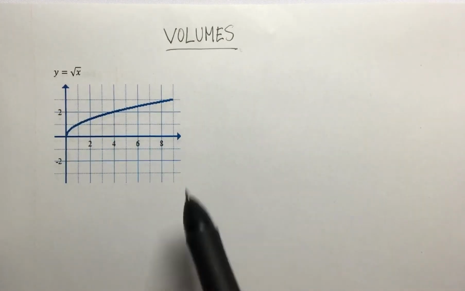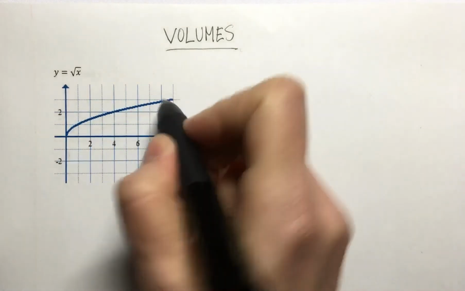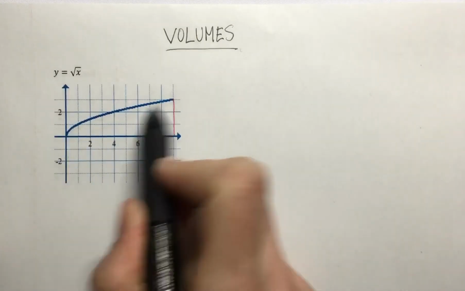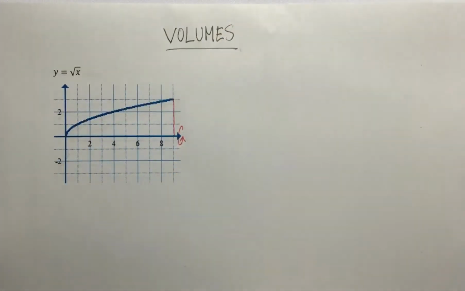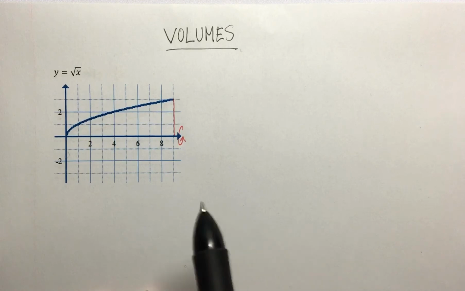And we're going to take this guy, and this is going to sound a little bit weird, but we are going to rotate this region from 0 to 9, like pretend that's a solid block or a solid triangle-ish region. We're going to rotate it around the x-axis, creating a three-dimensional solid. And the question is, what's the volume of that solid?